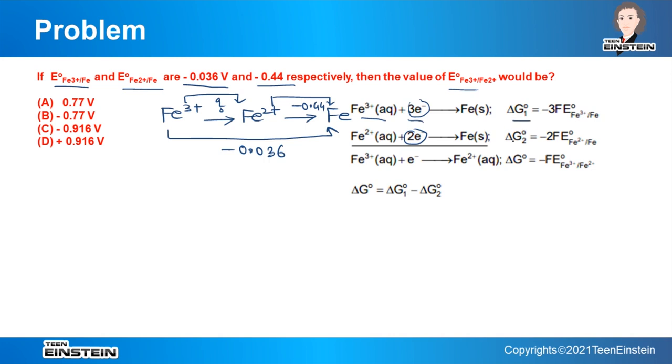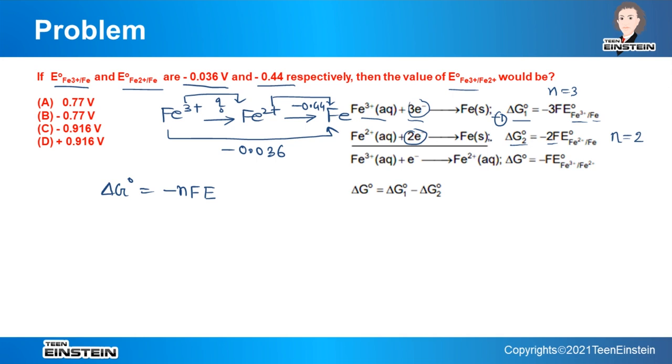So here we are getting del G naught 1. We know that del G naught is equal to minus nFE. For the first reaction, we are considering it as equation number 1, that is why del G naught 1. N here is 3, and E naught of the Fe3 plus Fe system. For the second equation, it is del G naught 2. Now the number of electrons involved is 2, so n is 2 and it is minus 2F E naught of Fe2 plus Fe.